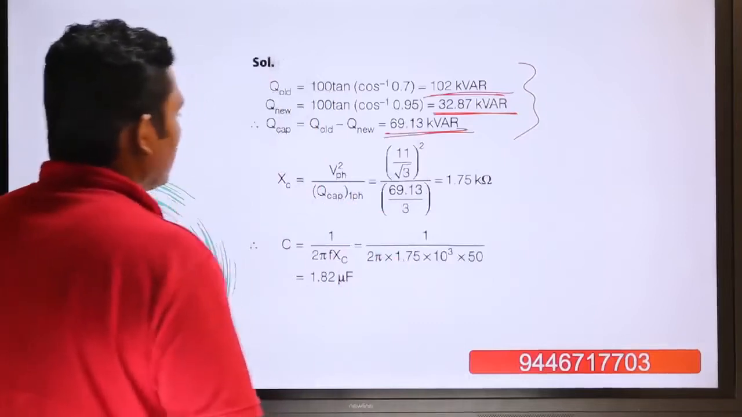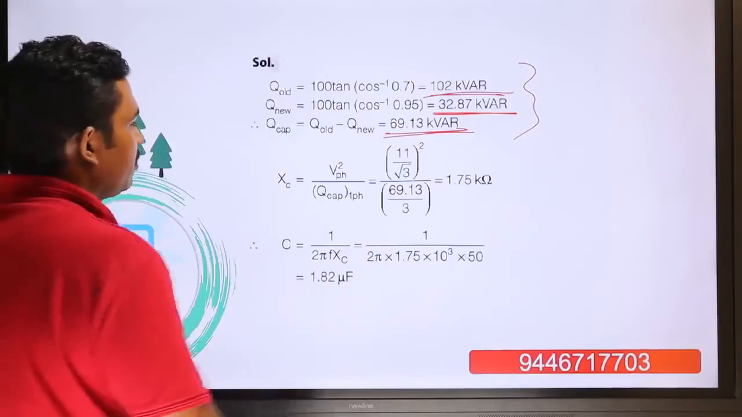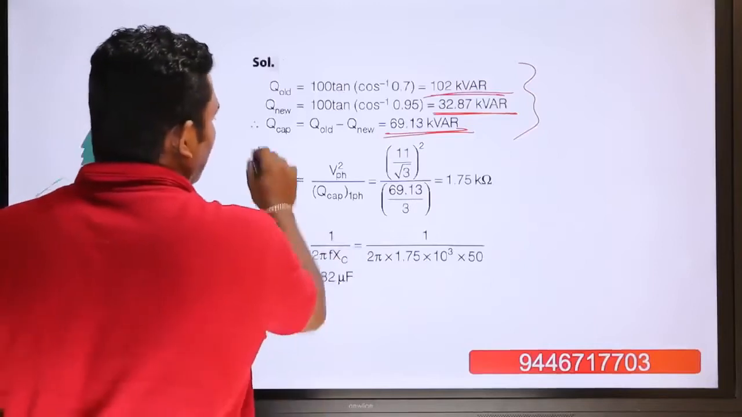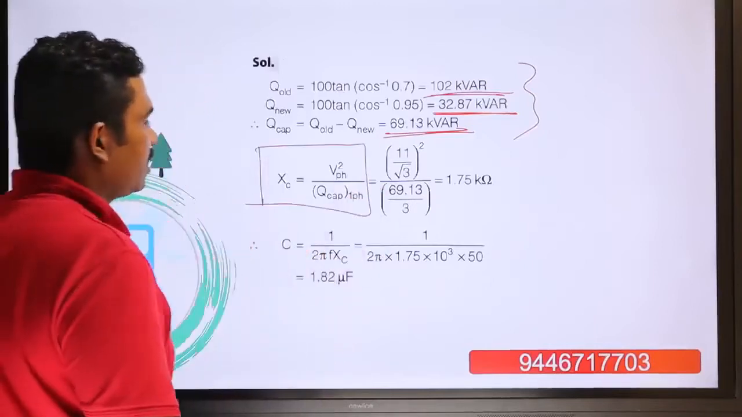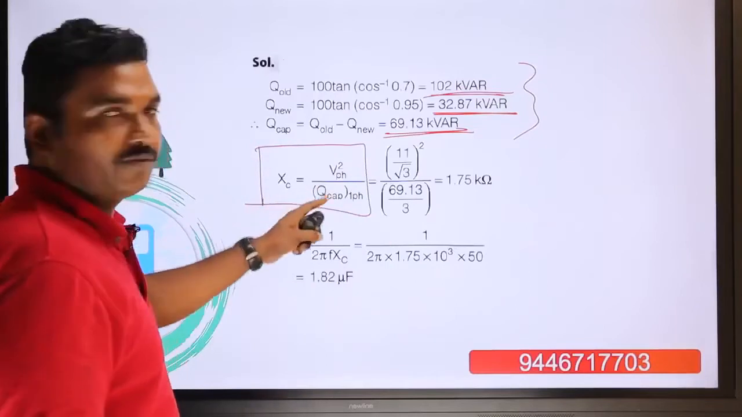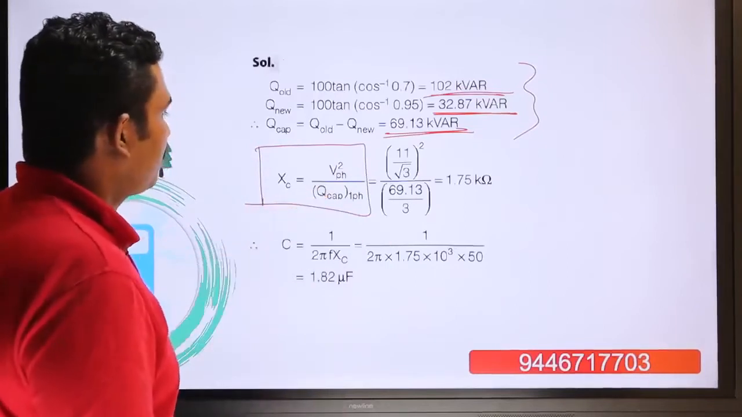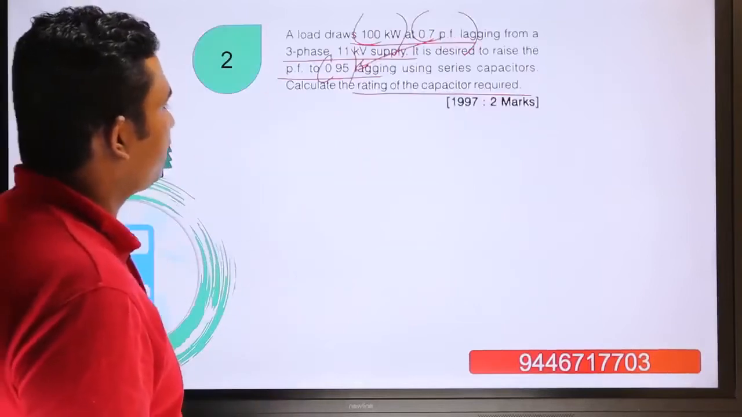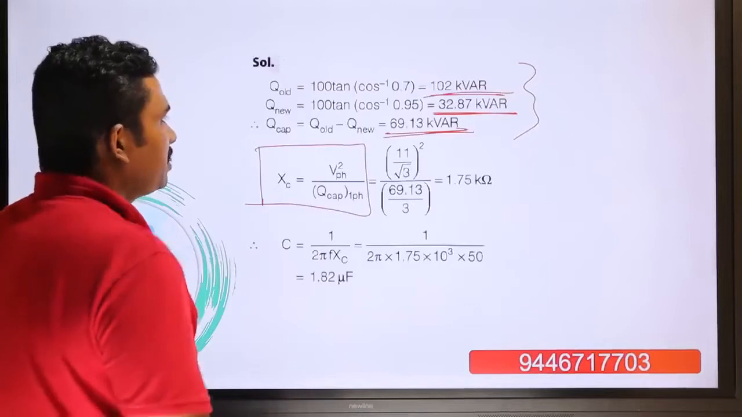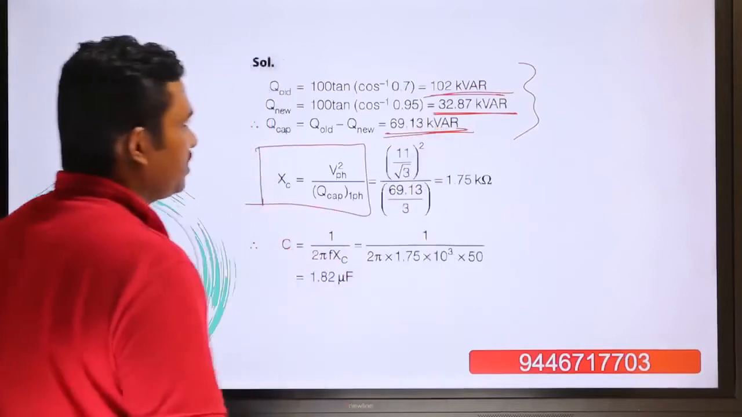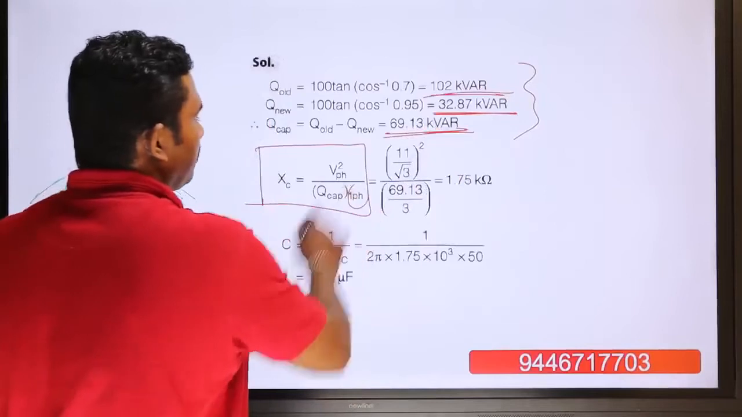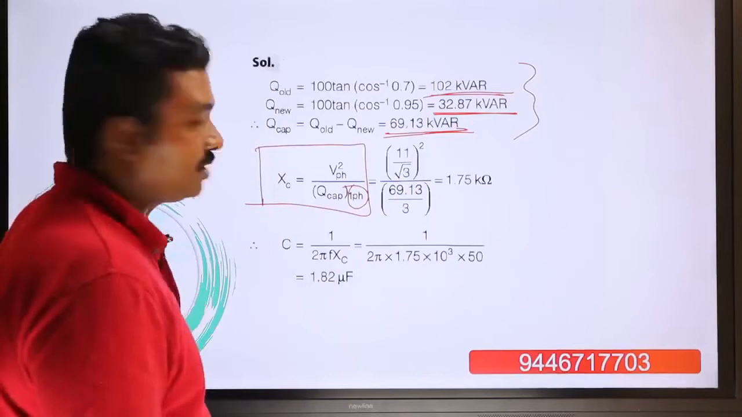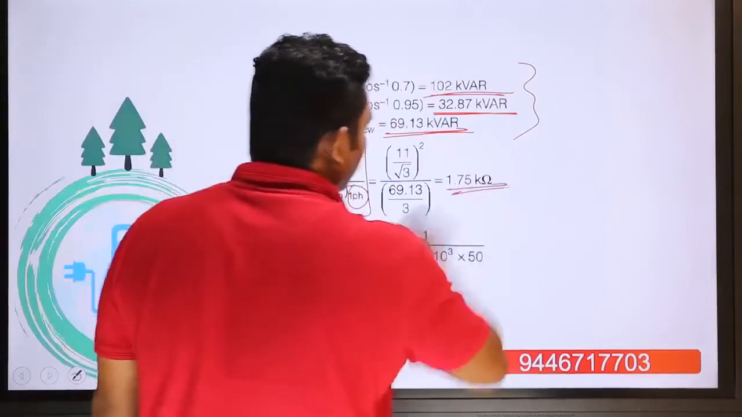So what is our reactive power equation? Q reactive power is equal to V phase square divided by XC. Or this equation can also be written as XC is equal to V phase square divided by Q capacitance. Now what is V phase? It is an 11 kV system, so it is 11 divided by root 3. It is a 3-phase system, so we are going to find out the capacitive compensation requirement for single phase. So it is 69.13 divided by 3. So XC becomes equal to 1.75.